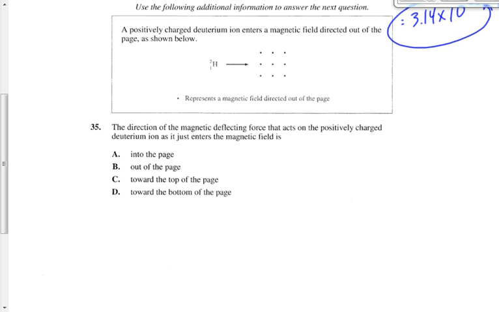35. Boy, are we on the home stretch now, guys. Almost done. Almost finished here. 35. More information, additional information. How many times have we seen that today? We got this positive charge entering a magnetic field that's directed out of the page. It's the direction of the force. Right hand, thumb in the direction of the particle. Fingers out of the page. Thumb, fingers, palm points down the page, toward the bottom of the page.